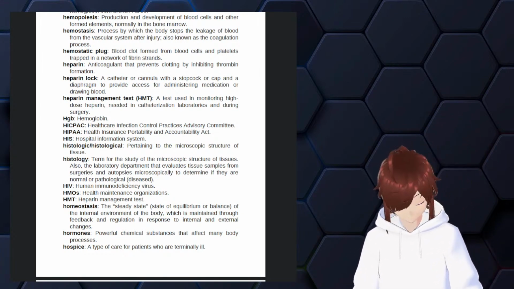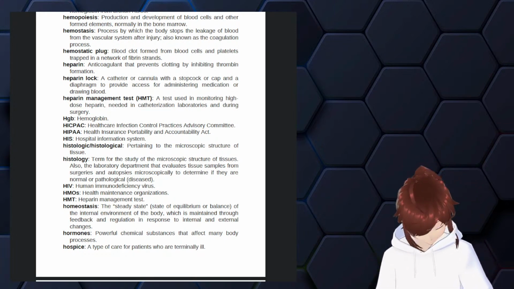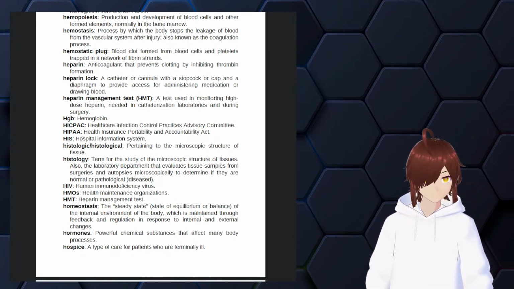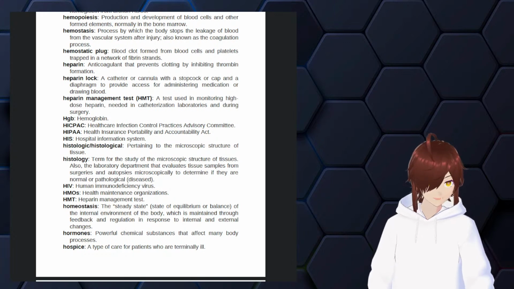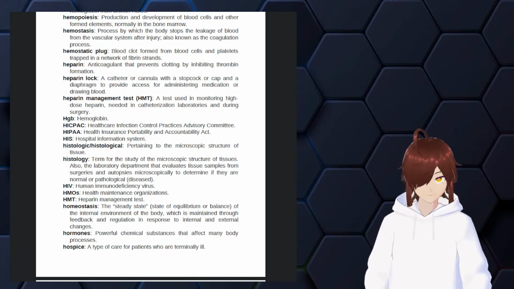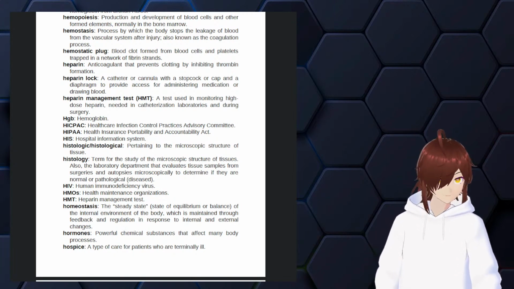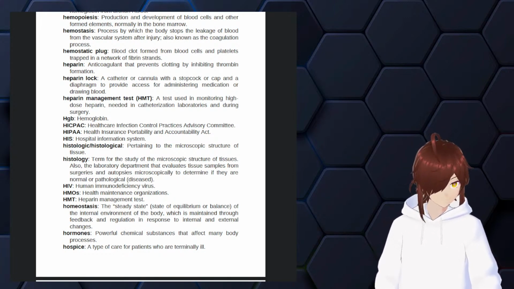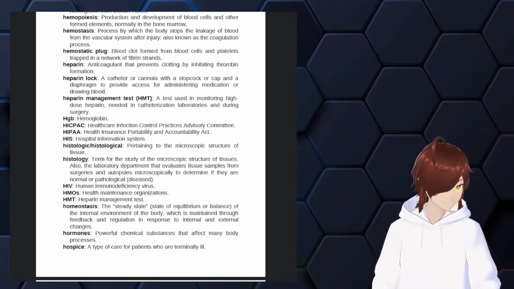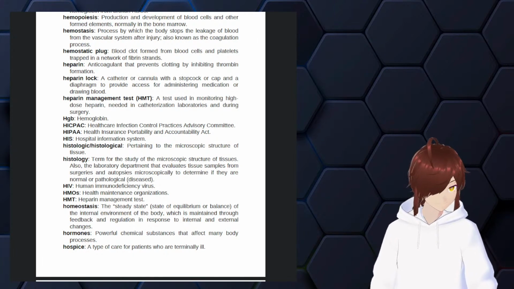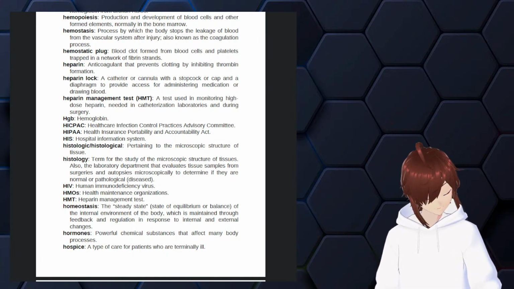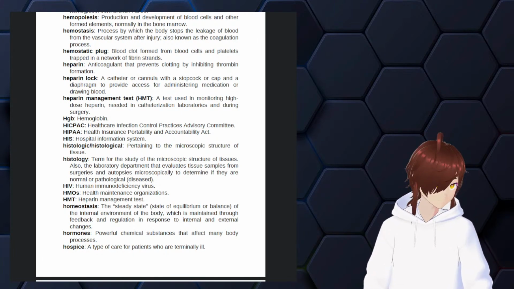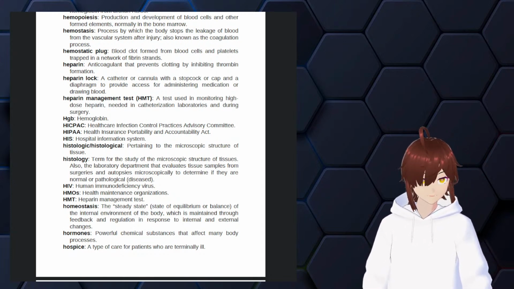HIS, Hospital Information System. Histologic, histological, pertaining to the microscopic structure of tissue. Histology, term for the study of the microscopic structure of tissues. Also, the laboratory department that evaluates tissue samples from surgeries and autopsies microscopically to determine if they are normal or pathological, disease. HIV, Human Immunodeficiency Virus. HMOs, Health Maintenance Organizations. HMT, Heparin Management Test.